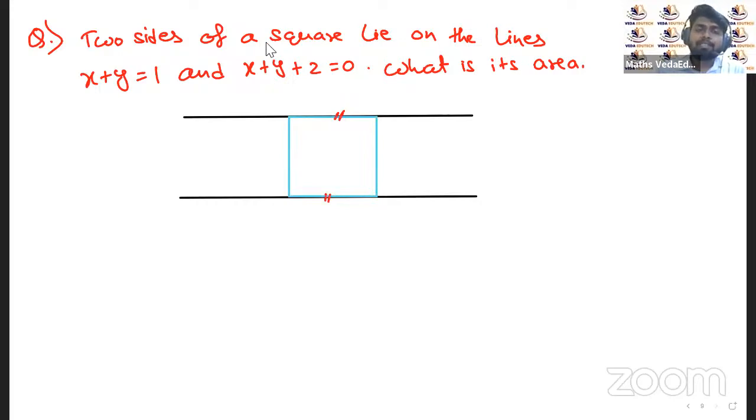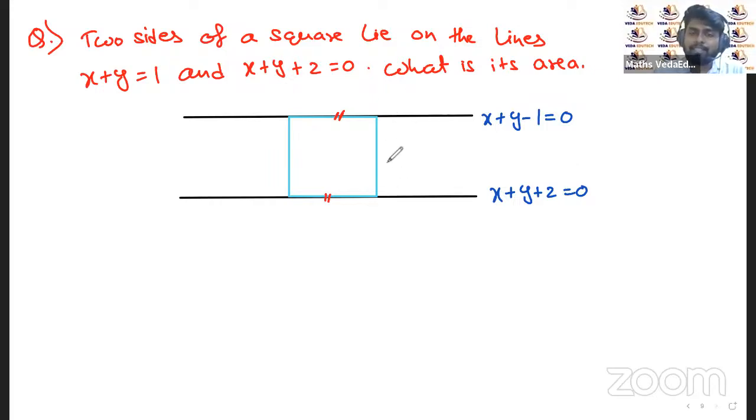Now clearly the side of this square is exactly the distance between these two parallel lines, and we know how to find the distance between two parallel lines. We have the two equations, x plus y equal to 1 and x plus y plus 2 equal to 0. So we can make them the same form. We take the plus 1 to the left hand side, so it becomes x plus y minus 1 equal to 0. And the second equation is x plus y plus 2 equal to 0.